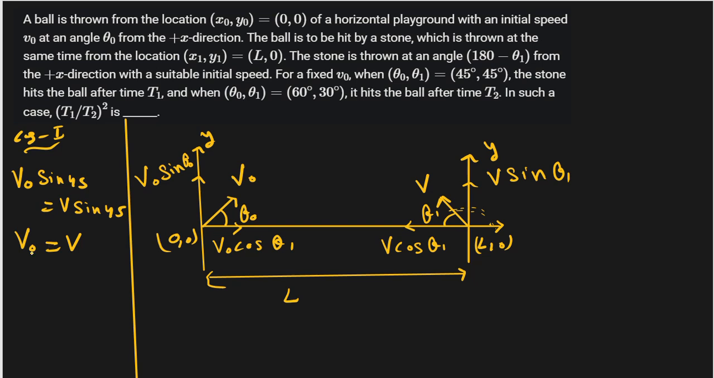So if initial velocity V naught is equal to V, then the y coordinate of both particles will be the same. But still, if the x coordinate is not the same, they will not collide. So the x coordinate should also be the same.